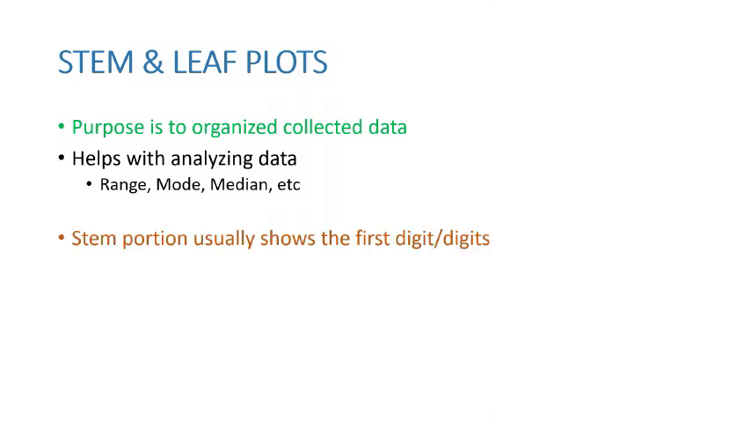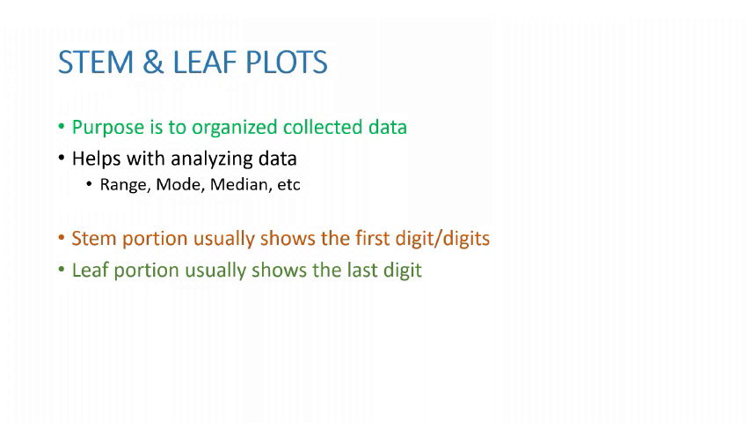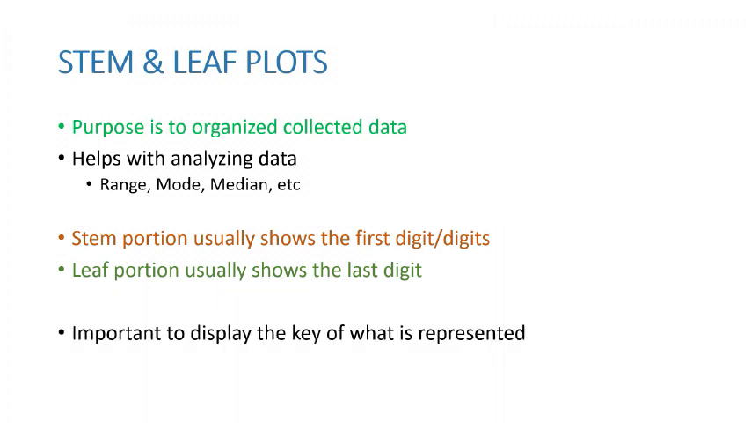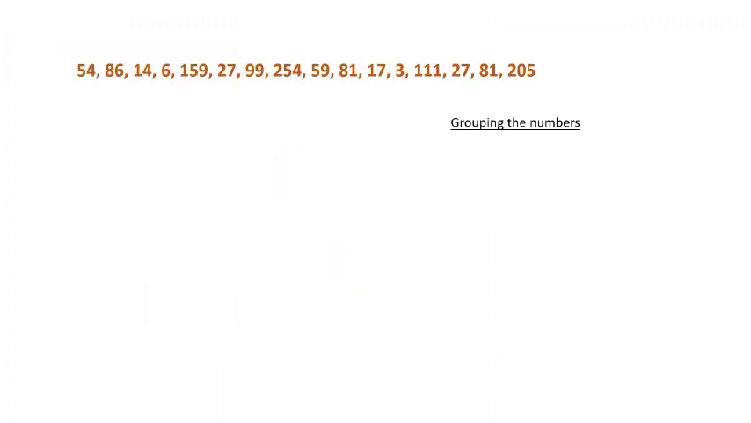The stem portion is usually showing the first digit or the first digits of the number. The leaf portion usually shows the last digit. And it's important to display the key of what is represented in your stem and leaf plot. Let's take a look at an example.